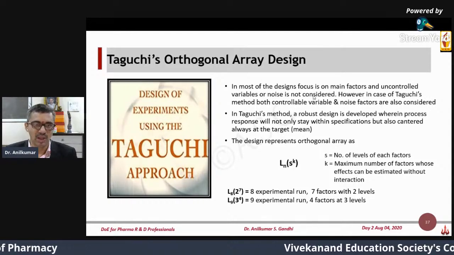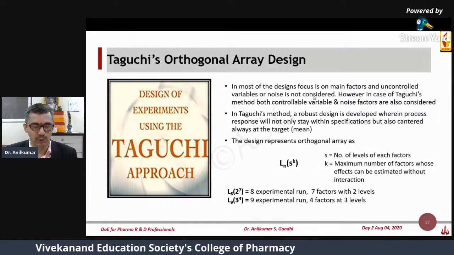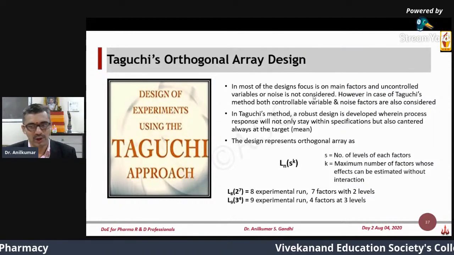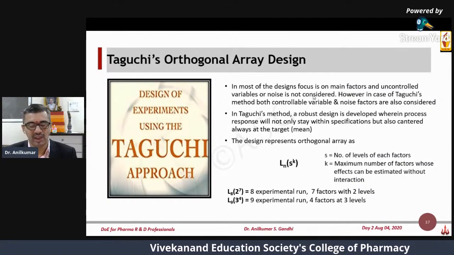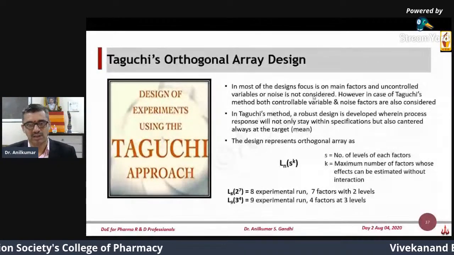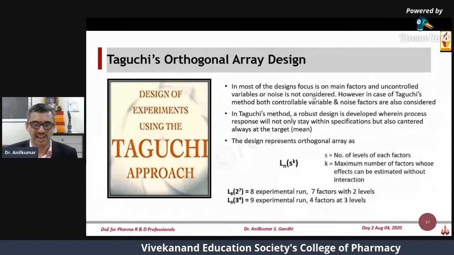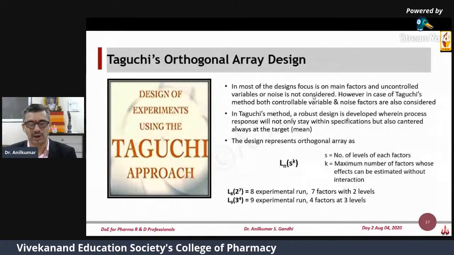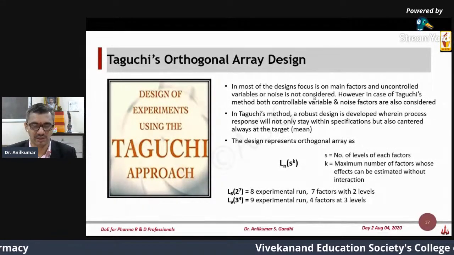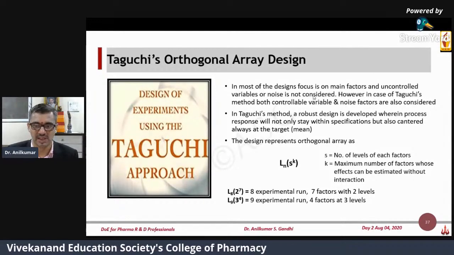So the whole idea of Taguchi's design is that your output should be very close to your mean value, although you're allowed a leeway, in the sense for the variations. There is a range, but Taguchi's design will always focus on the center. So if you say assay, your range could be 90 to 110, but Taguchi's design asks how we can always achieve 100 as your assay. That's the difference between Taguchi's design and all other designs.